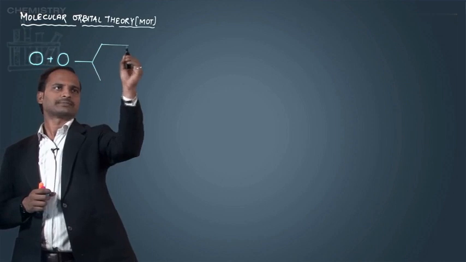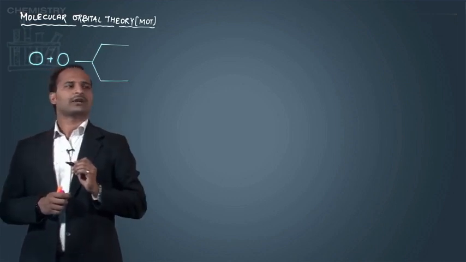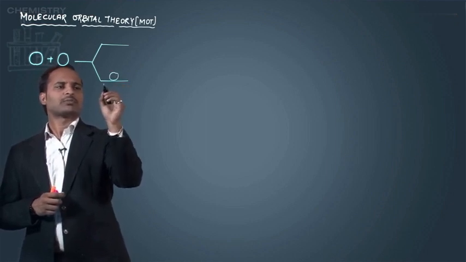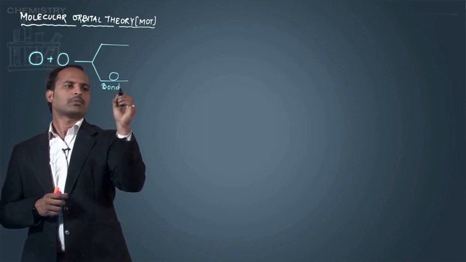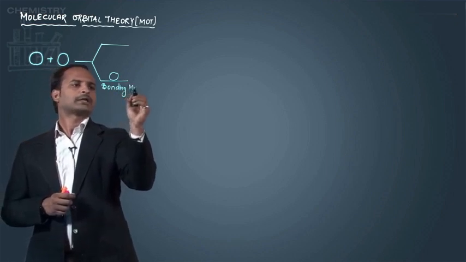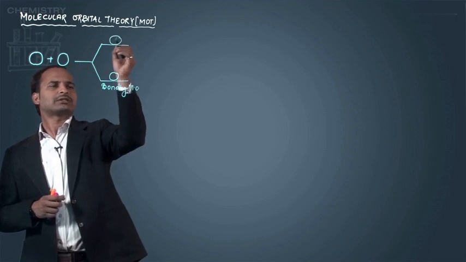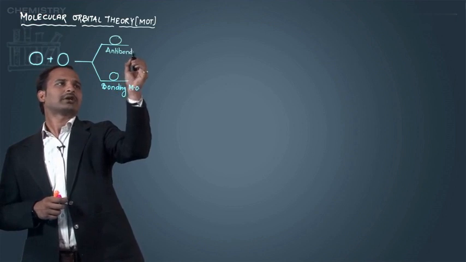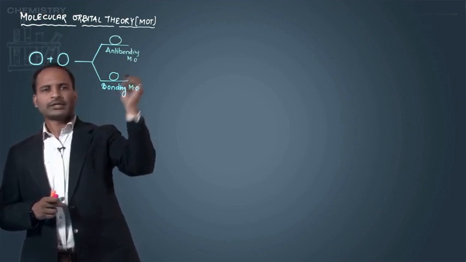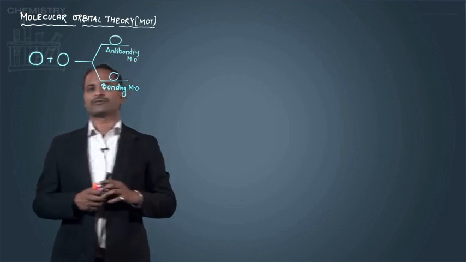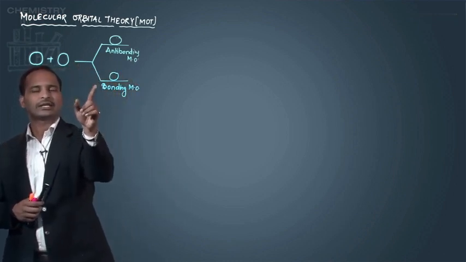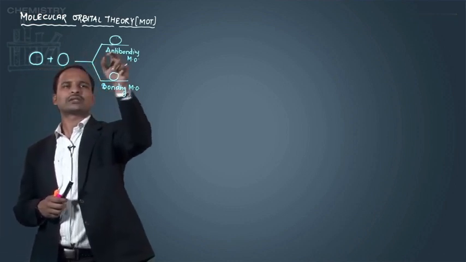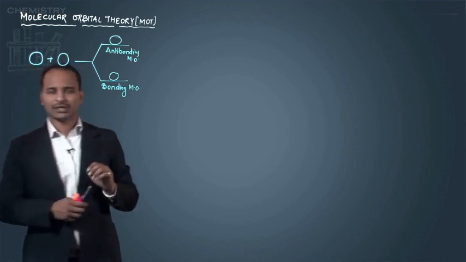That is like this. One will have a lower energy and one will have a higher energy. The one with lower energy is called the bonding molecular orbital. And the one having a higher energy level is called the anti-bonding molecular orbital. So one molecular orbital has energy lower than the atomic orbital energy, and the energy of the other one is higher than this. This is the energy of the atomic orbitals which are combining together.